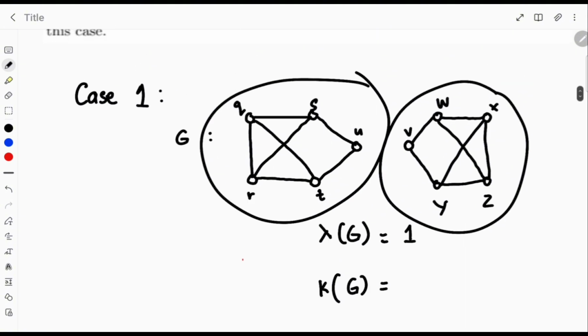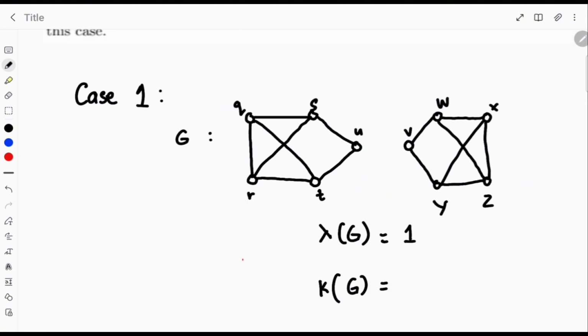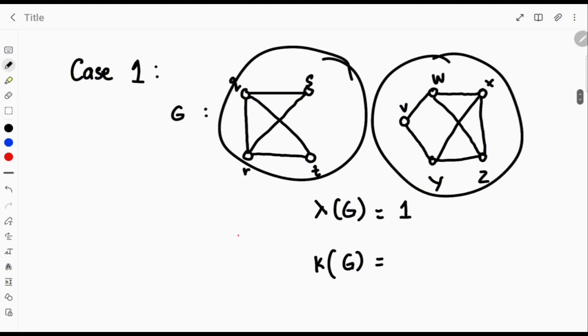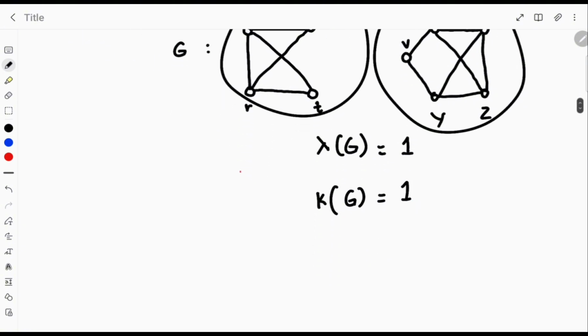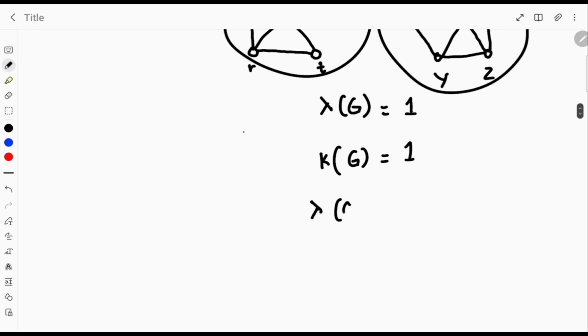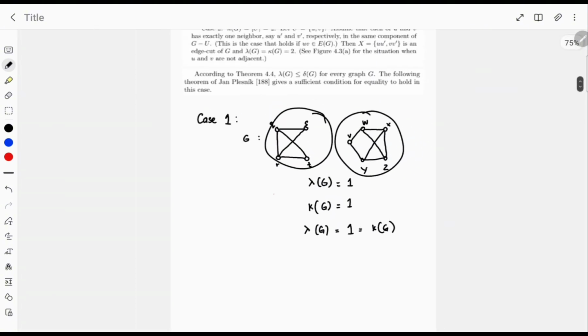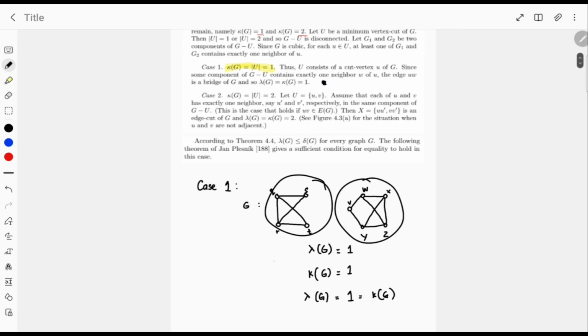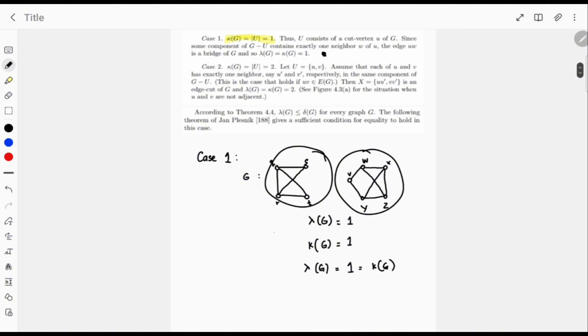So here, this one is connected. By removing u, we also have a disconnected graph. Thus, λ(G) is equal to 1, which is equal to κ(G). So case 1 is this way. Let's have case 2.